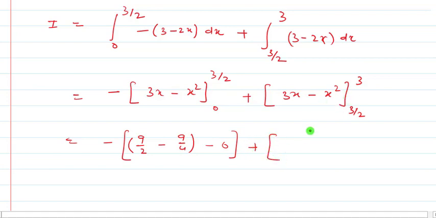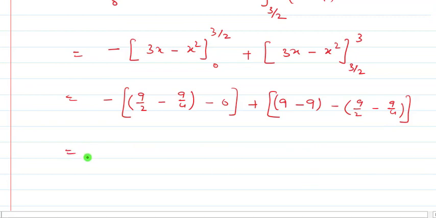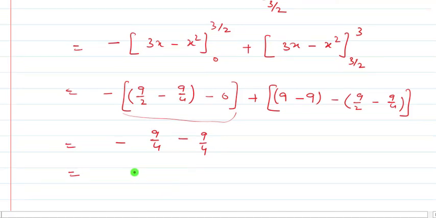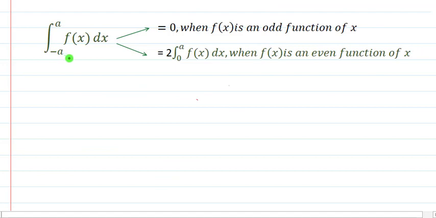Plus, again applying the upper limit and lower limit. The upper limit gives us 9 minus 9, and the lower limit gives us 9 upon 2 minus 9 upon 4. Further simplifying this, what are we getting? Minus 9 upon 4 from here, and from here again we are getting minus 9 upon 4. So the final answer that we are getting is minus 9 upon 2.